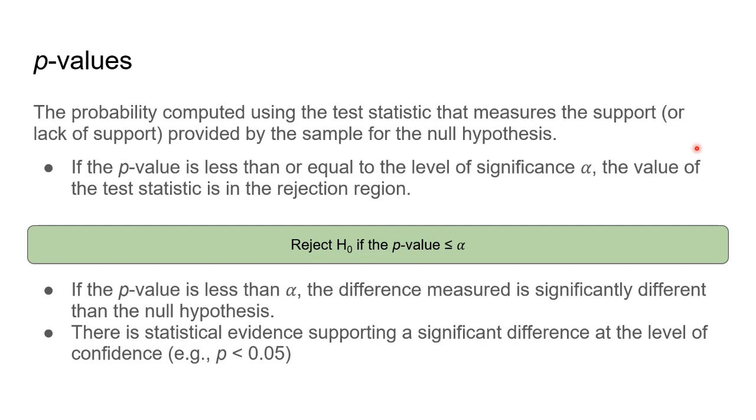If the p-value is less than or equal to the level of significance alpha, the value of the test statistic is in the rejection region. We reject the null hypothesis if the p-value is less than or equal to alpha. If the p-value is less than alpha, the difference measured is significantly different than the null hypothesis. There is statistical evidence supporting a significant difference in the level of confidence, which, for our purposes, we are looking at 0.05 or less.